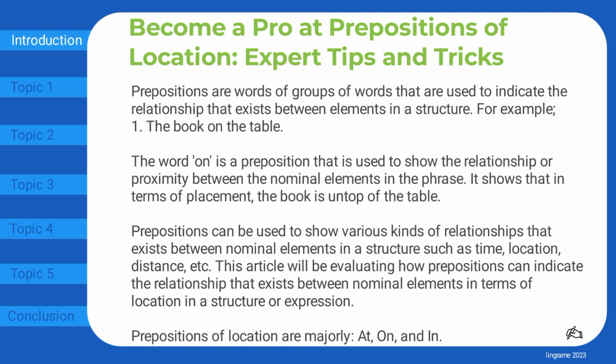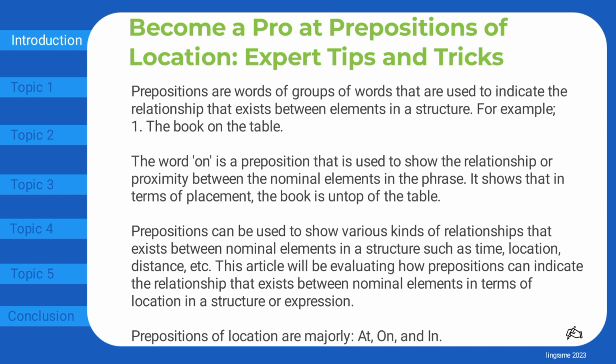The word on is a preposition that is used to show the relationship or proximity between the nominal elements in the phrase. It shows that in terms of placement, the book is on top of the table. Prepositions can be used to show various kinds of relationships that exist between nominal elements in a structure, such as time, location, distance, etc. This article will be evaluating how prepositions can indicate the relationship that exists between nominal elements in terms of location in a structure or expression.